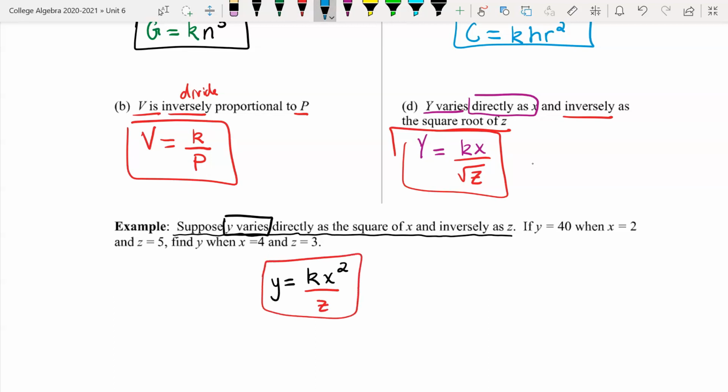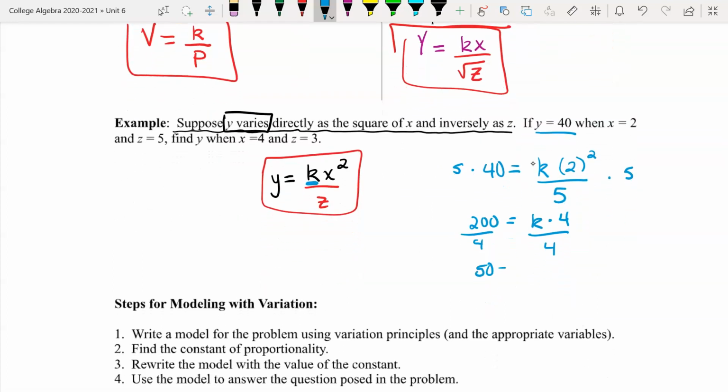Now they want you to solve for k first. So whenever we solve these problems, we always find the constant first. So it says if y equals 40, so 40 equals, now I don't know what k is, when x equals 2, so I'm going to say 2 to the second power, over when z is 5. So z is 5. Now I'm going to solve this. I'm going to multiply both sides by 5 to get rid of that dividing by 5. So I get 200 equals k times, now what's 2 squared? Well, that's 4. And now to solve for k, I would divide by 4. So 50 is my k.